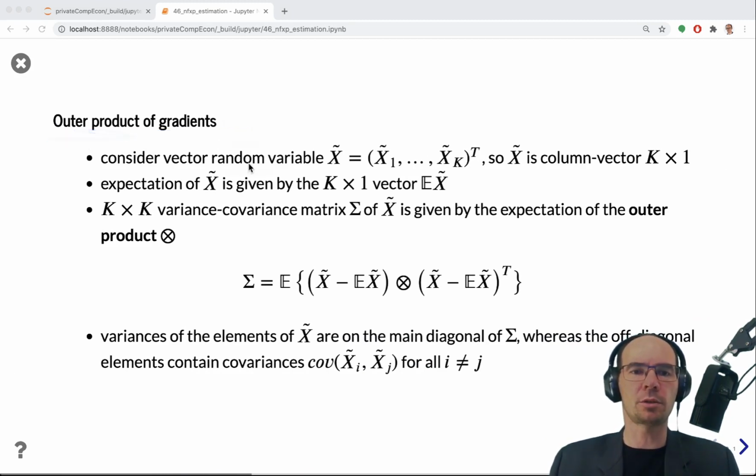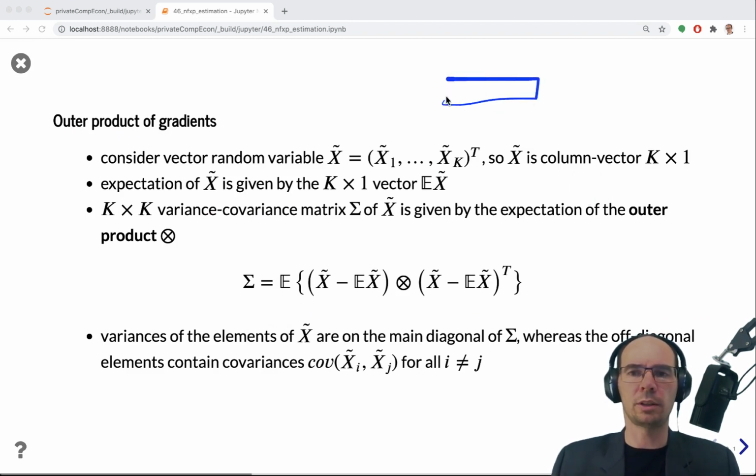operation. So consider a vector of random variables, say k random variables, so that they form a column vector k by 1. Okay, we can calculate the expectation in a straightforward way and get the same dimensions of the vector of expectations. But then, in order to compute the variance, what we usually do is we find the variance covariance matrix, and it is given by the expectation of what's called the outer product of the vectors.